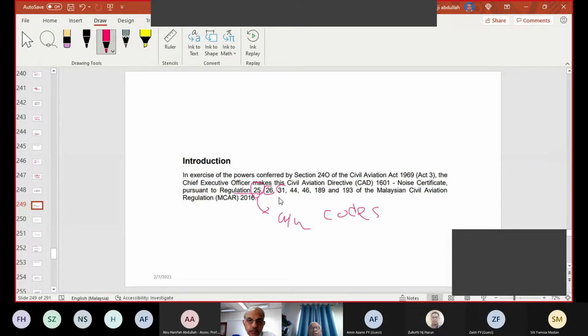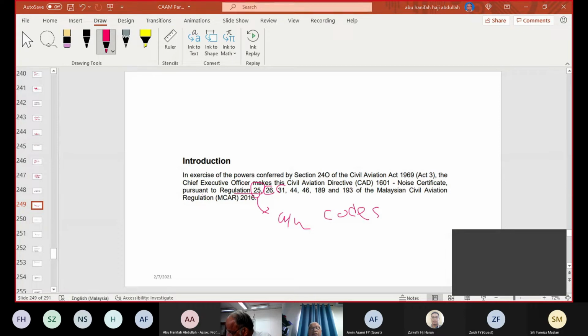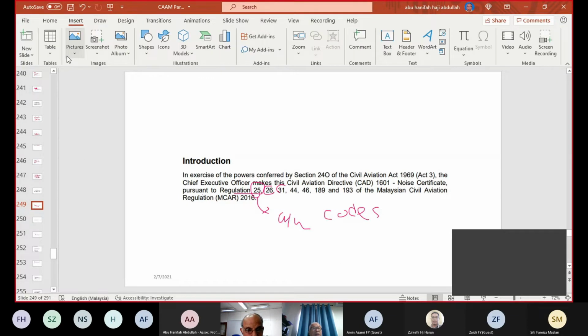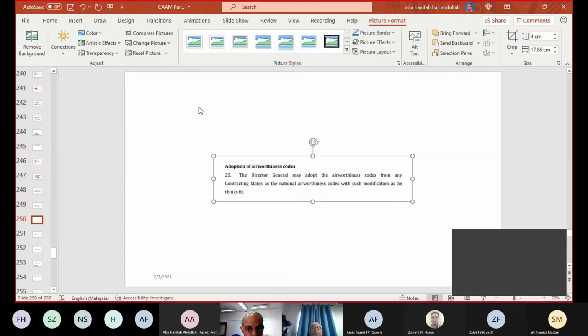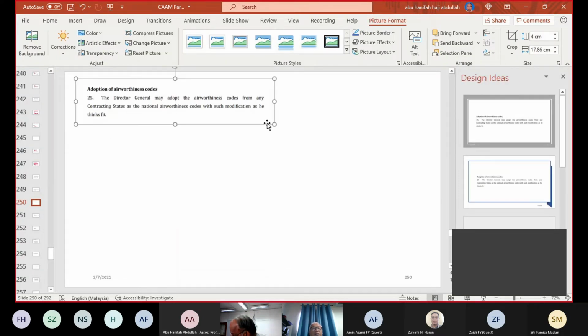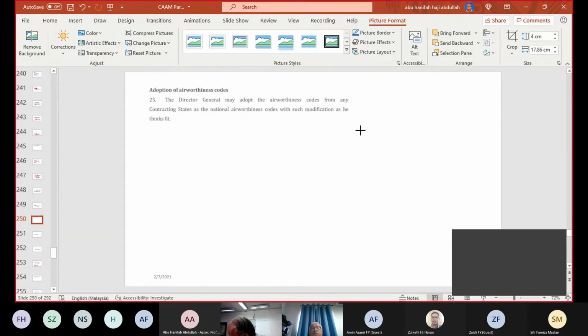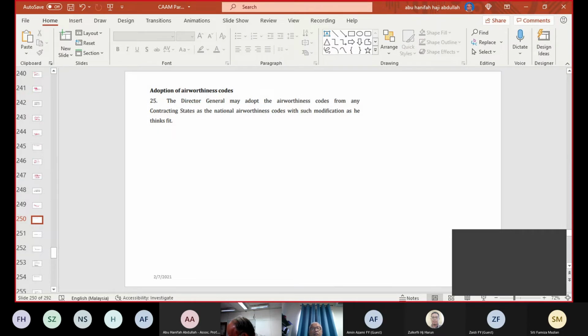So what is 25, 26, 31, 44, 46? So let's have a look. 25. We talk about adoption of airworthiness code. Okay, that's 25. So what is 26? 26 is certificate of airworthiness.